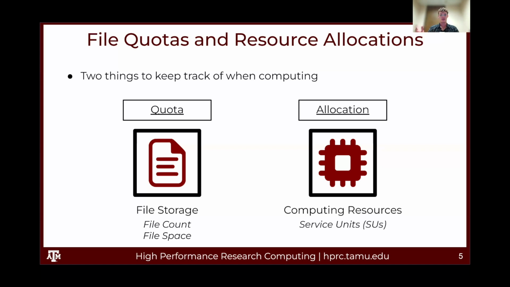Whenever you run a job, it's going to take out from your SUs, and it gets charged to that account. The quota is a totally separate thing. It's just for your files. The SUs is actually your computing time. And if you use a GPU, you get charged more SUs. And I'll talk about that more later.